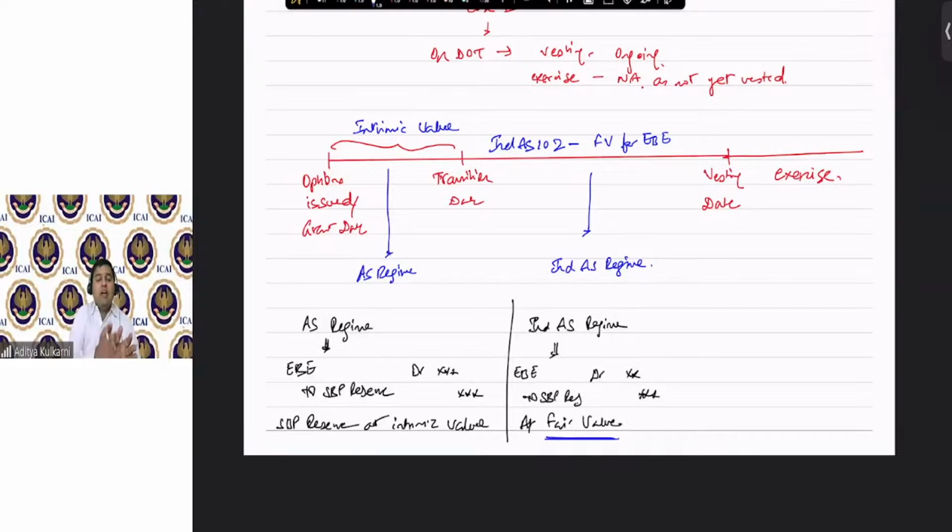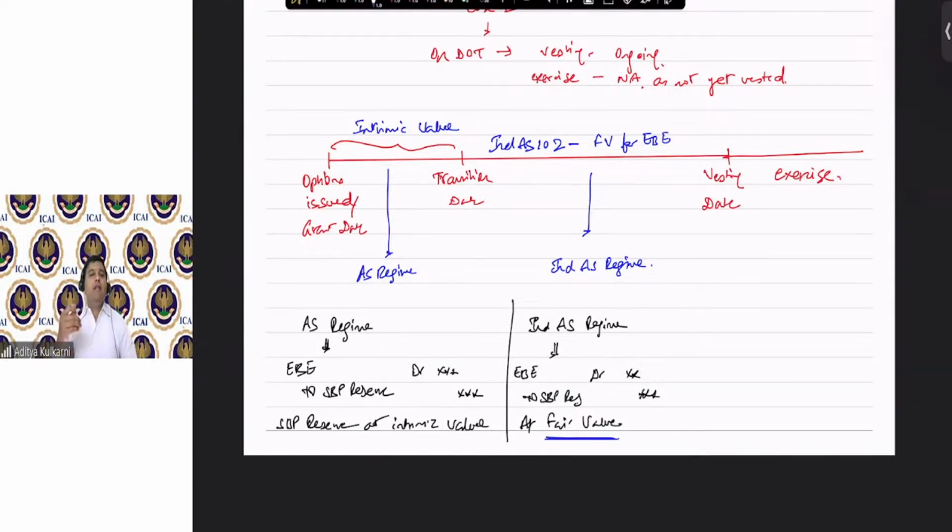Why? Because expenses are still pending to be booked. And because expenses are still pending to be booked, it does not make sense to give a transitionary relief on the date of transition. Ind AS 101 categorically tells us that you have to do the fair valuation exercise and determine the fair value on which date? On the grant date. You have to go in the past, calculate the fair value on the grant date, and then you will have to restate the SBP reserve on the date of transition.